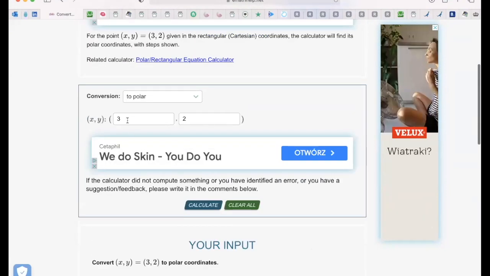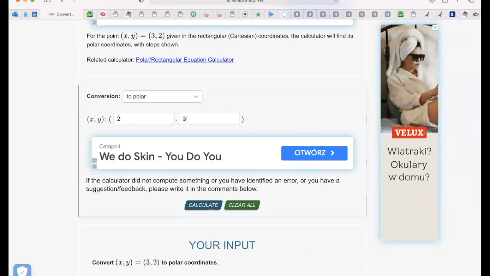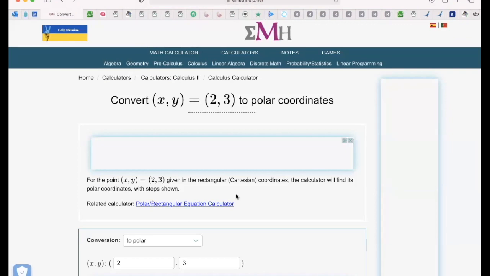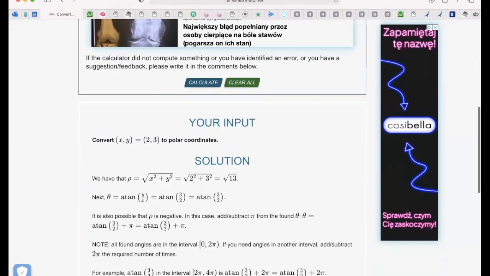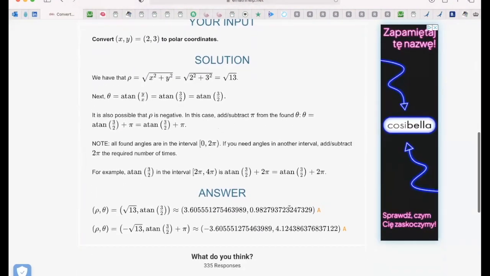If you put 2, 3 in, let's do it the reverse way, see what that gives. We're going to see that we're actually going to get the same root 13 because it's the same thing. The angle will be wrong, so it's 0.98. That's because now you've made the height 3 and the width 2. So that's heading towards about 57 degrees, which is about 1 radian, so 0.98.